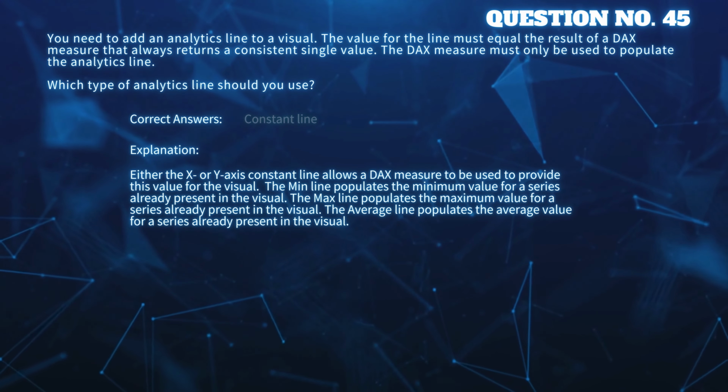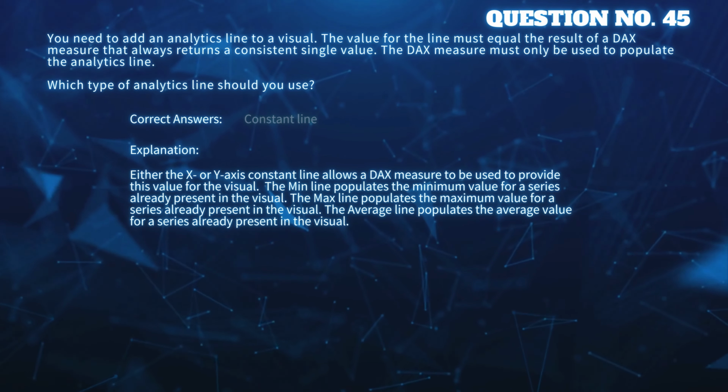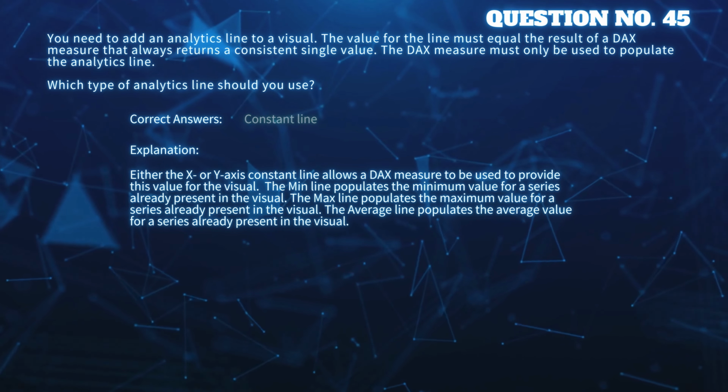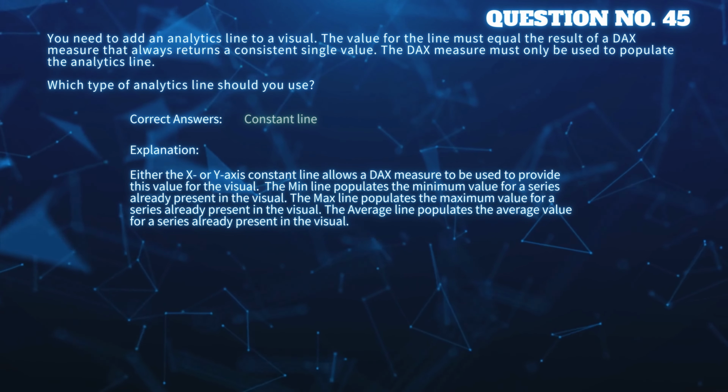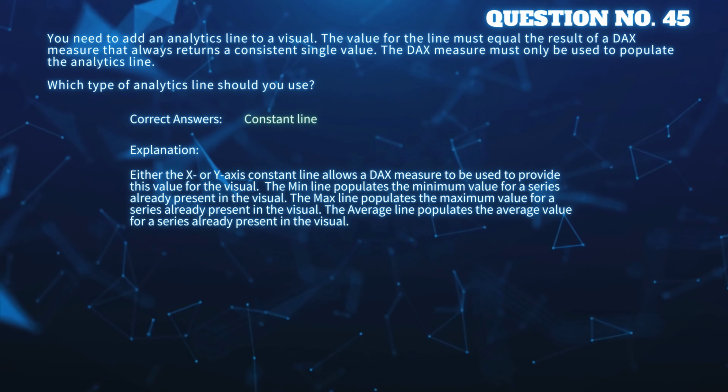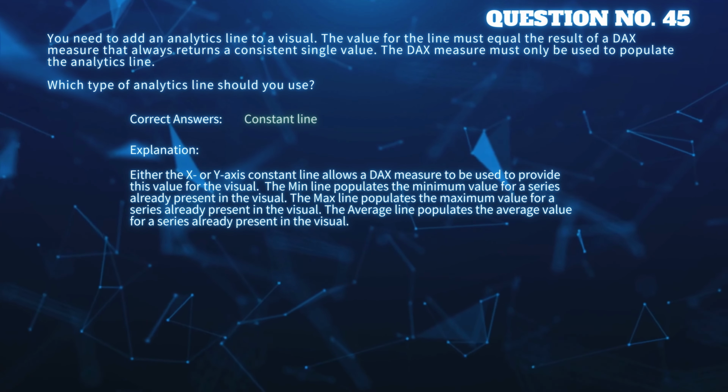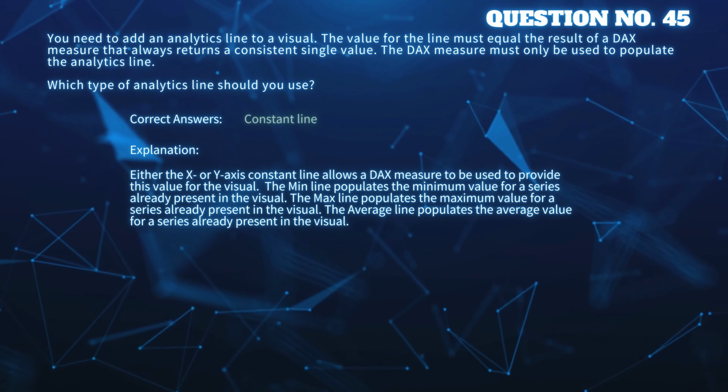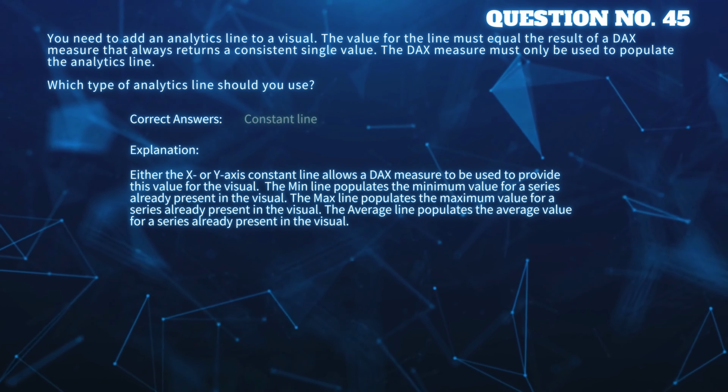The min line populates the minimum value for a series already present in the visual. The max line populates the maximum value for a series already present in the visual. The average line populates the average value for a series already present in the visual.